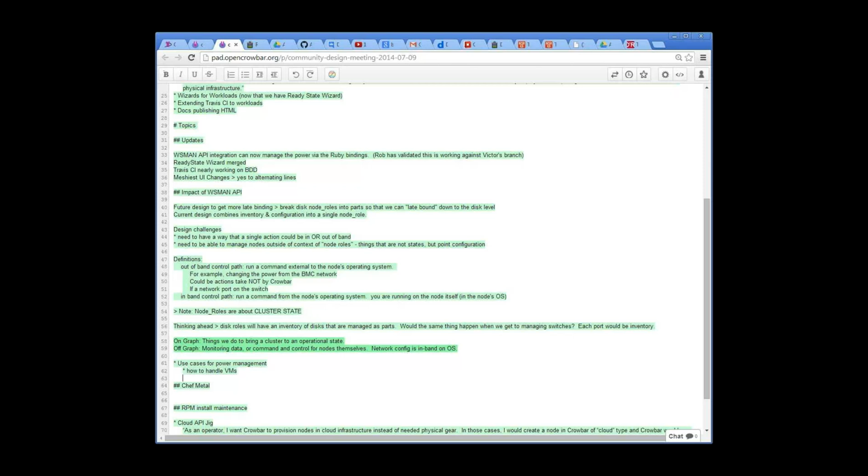So I'll actually try and scope that out. I'll write up, as an operator I want to do this, or as a Chef Metal user I want to be able to do this. I'll put together a couple of use cases. Before I go further, I'm going to keep going on it, but I'll at least write down the use cases.